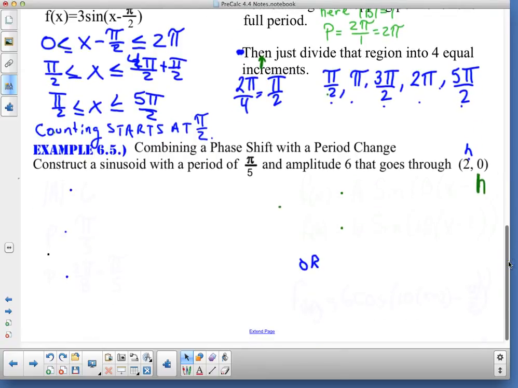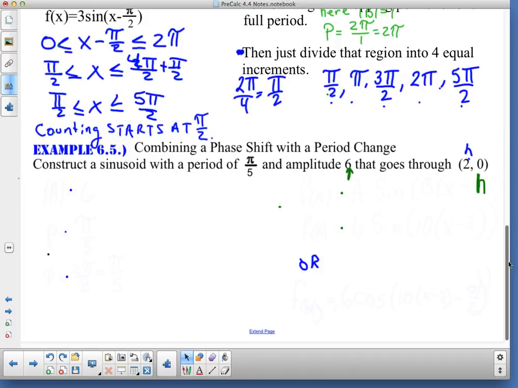But let's look at this, combining a phase shift with a period change, because we talked about a phase shift, we talked about H, we talked about our B and our phase shift with H. So, combining a phase shift with a period change. Construct a sinusoid with a period of pi over 5. Now, that's the whole length of my period. So something's going on there. I've got to check that out as we're going, okay?